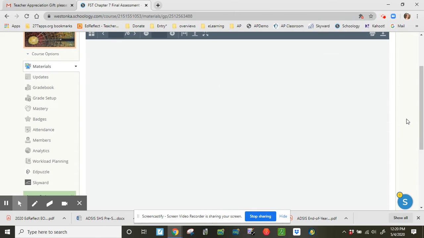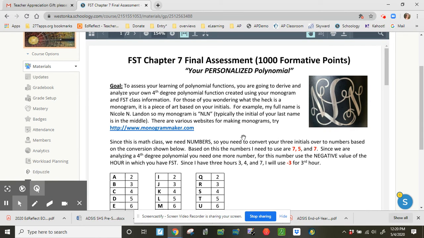This is a 1.5-page document, so please take a look at this. Feel free to print it out. And what you're going to find is you're going to do some mathematics about your monogram. And what a monogram is just basically your initials. This is a 1,000-point formative assessment, so it's about 2 days of homework, basically, is what this is.